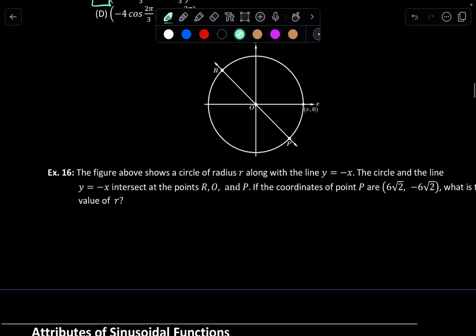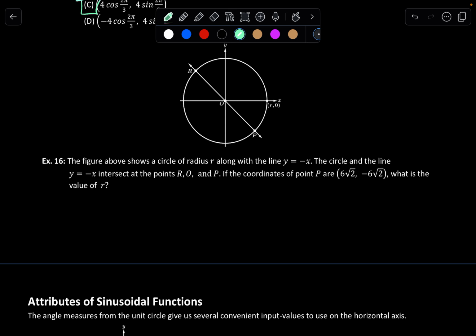All right, example 16. The figure above shows a circle of radius r along with the line y equals negative x. The circle and the line y equals negative x intersect at the point P. If the coordinates of P are 6 root 2 and negative 6 root 2, what is the value of r?